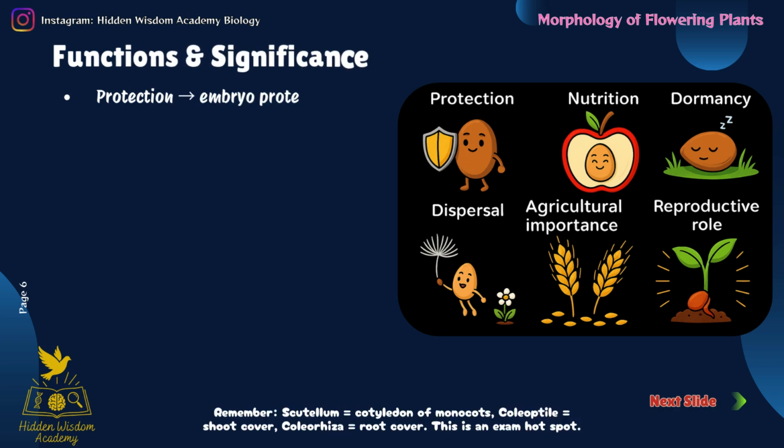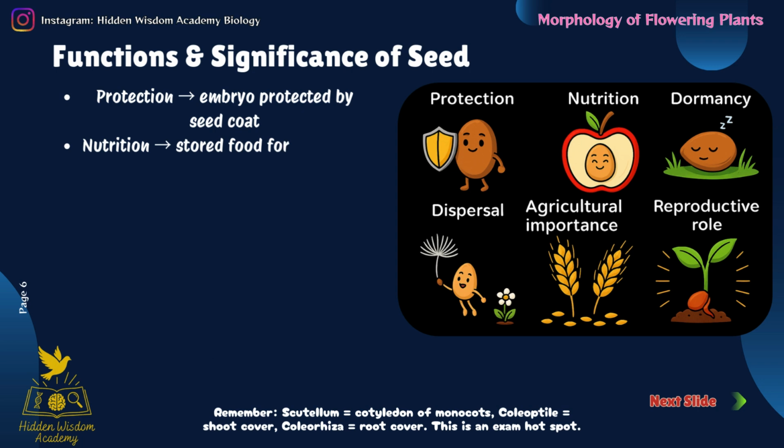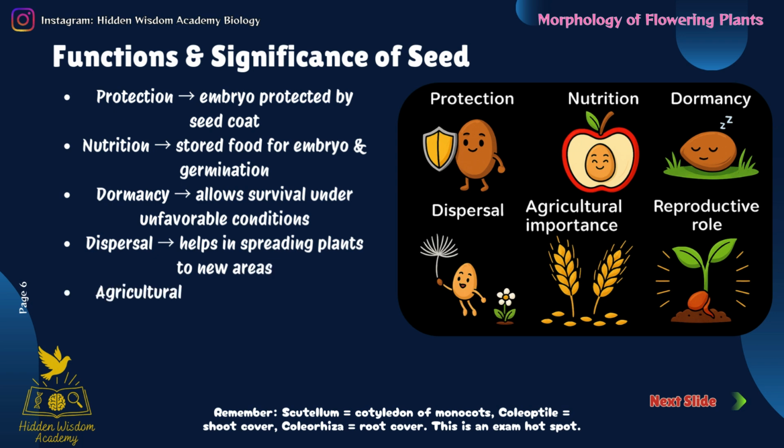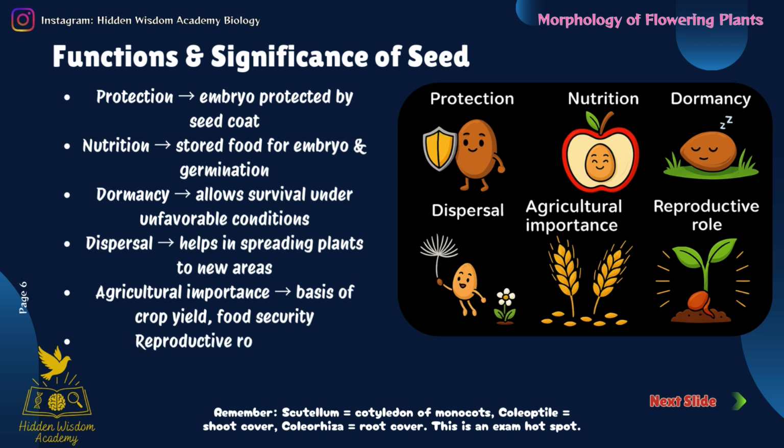Now, let's talk about functions and significance of seeds. Seeds are very important for plants. They protect the embryo with a seed coat, store food for germination, and can stay dormant during bad conditions. Seeds help in dispersal to new places, ensuring plants spread and survive. They are also the base of agriculture because crop yield depends on good seeds. In short, seeds ensure reproduction, survival, and food security.